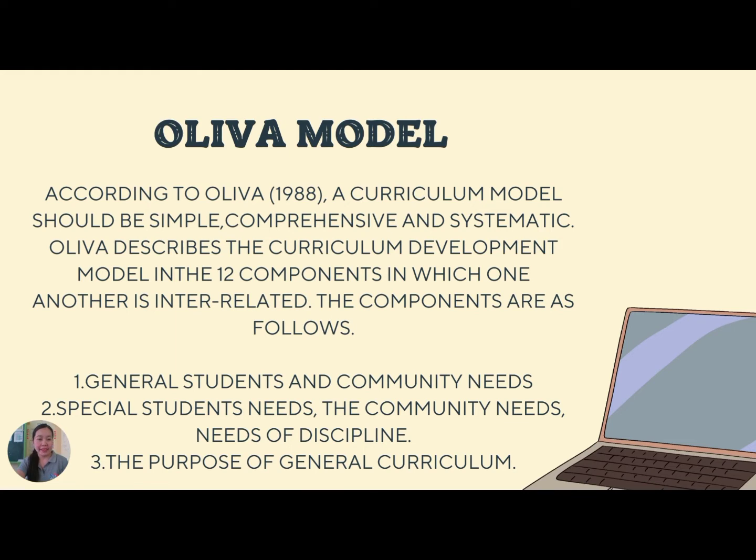So according to Oliva in 1988, a curriculum model should be simple, comprehensive, and systematic. Oliva describes the curriculum development model in 12 components in which one is interrelated with another. So these are the following components. First, general, students, and community needs. Second, identifying students' special needs, the community needs, and the needs of the discipline.